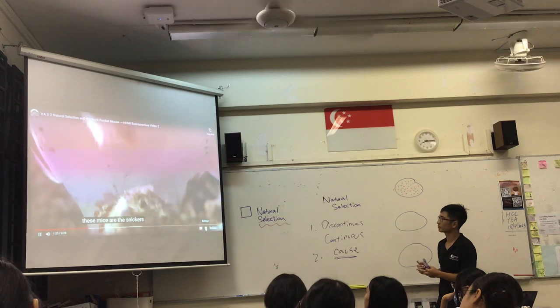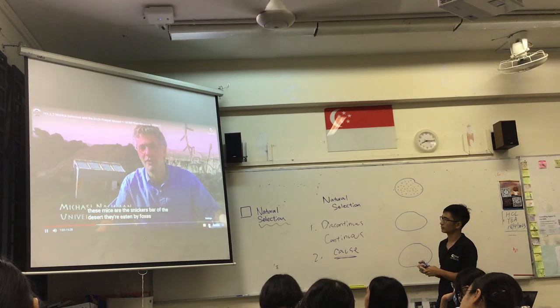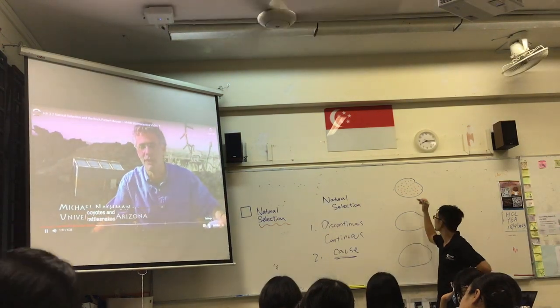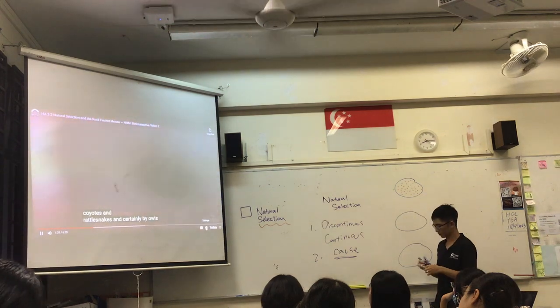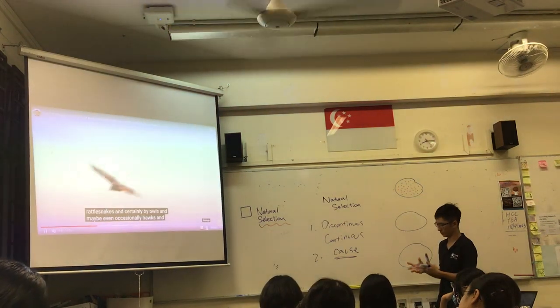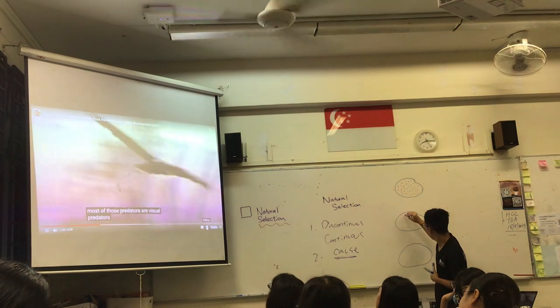These mice are the Snickers bar of the desert. They're eaten by foxes and coyotes and rattlesnakes, and certainly by owls, and maybe occasionally hawks, and most of those predators are visual predators.